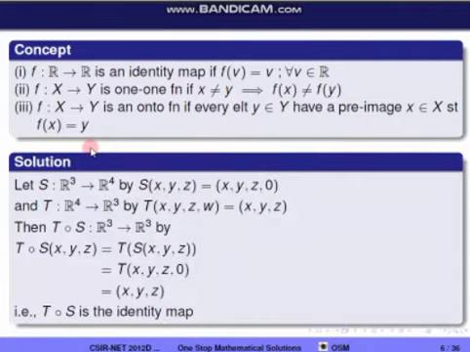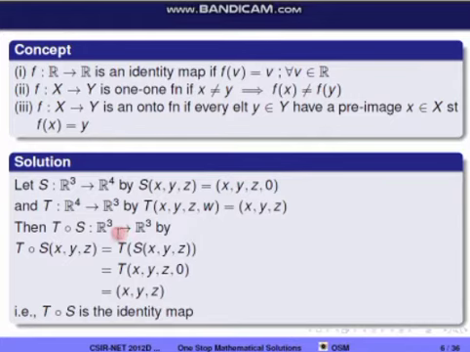So I am defining the linear transformations S and T such that T composite S is the identity map. This is done by trial and error. Let S from R3 to R4 be defined by S of (x, y, z) equal to (x, y, z, 0), and T from R4 to R3 by T of (x, y, z, w) equal to (x, y, z). Then T composite S is a mapping from R3 to R3.